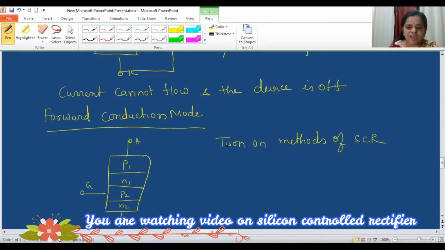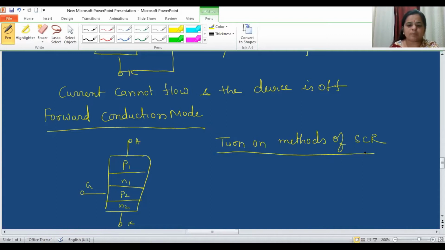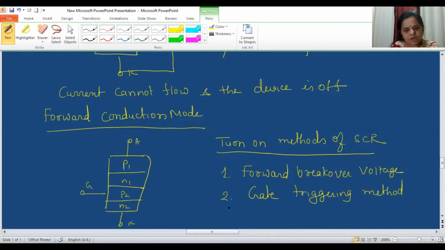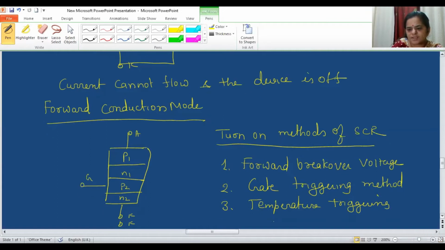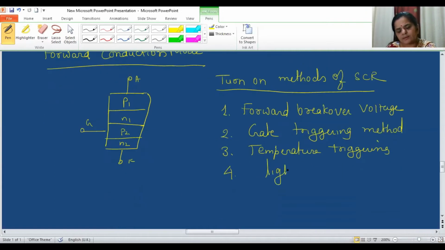To make the device turn on, we apply the turn-on methods, which are called the turn-on methods of SCR. One method is called the forward breakover voltage method. Second is the gate triggering method. Third is the temperature triggering method. Fourth is the light triggering method. And fifth is dV/dt triggering.